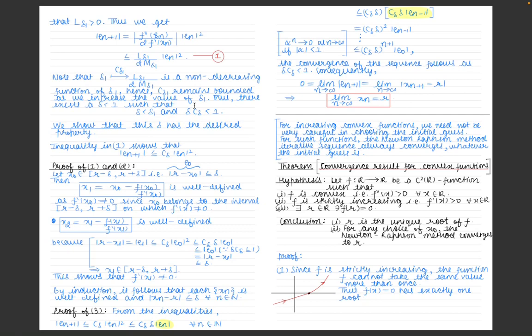So this was the statement 1, right? And secondly, you see xn minus r is at most delta for all n. So this proves the statements 1 and 2. Now let us move to the proof of 3.